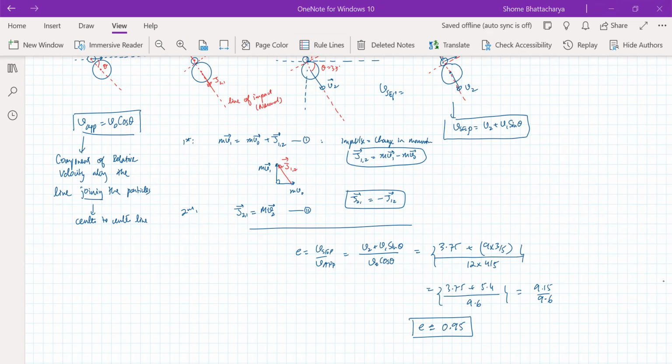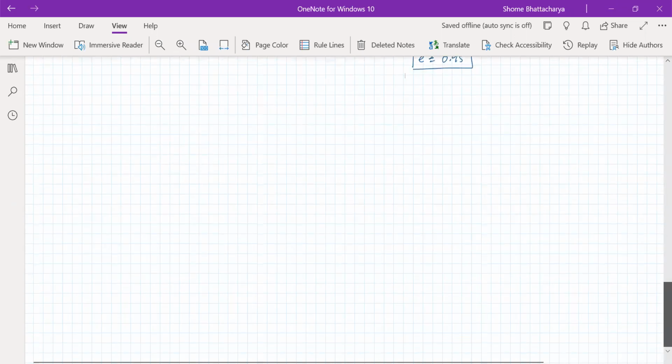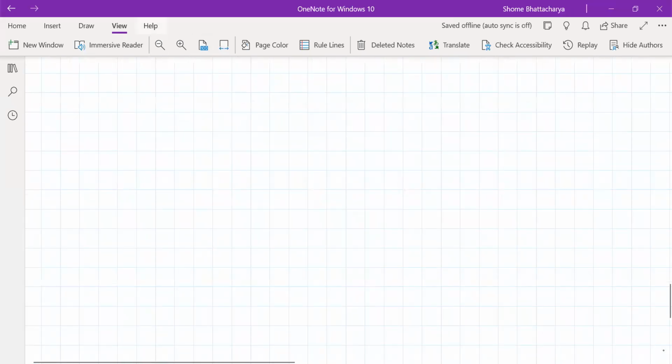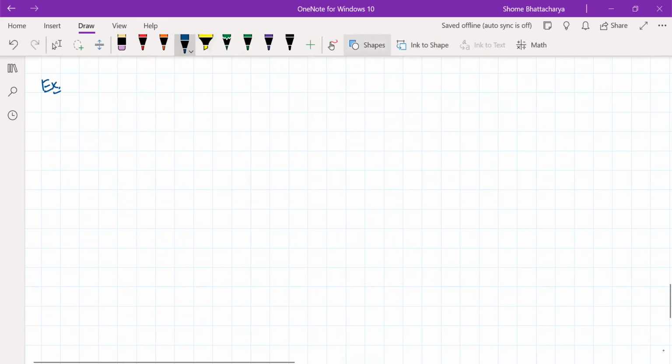Okay, so hope this application is clear. Yes, sir. Okay, now let's look at a couple more relatively simple questions. Like this one, coefficient of restitution was a little complicated, but the first part, finding out the final velocities, was quite easy. So that is a JEE Mains level question. So let's look at another one like that before we come to the more typical type of examples.